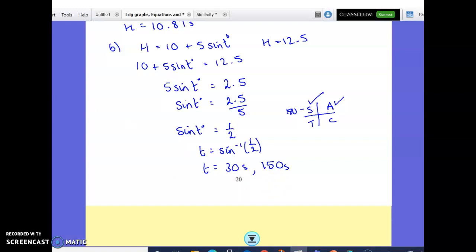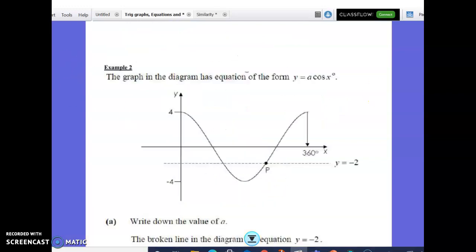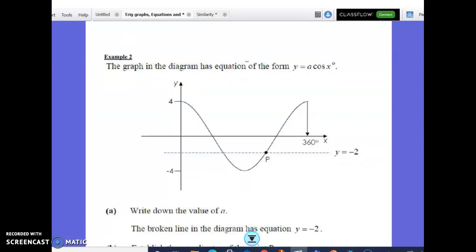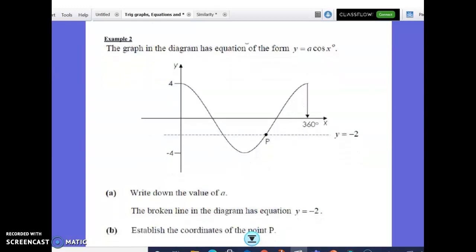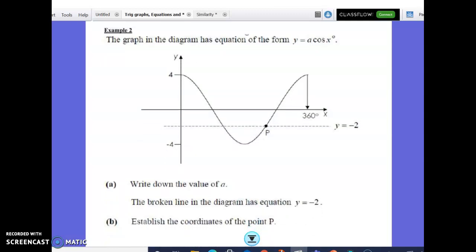Let's have a look at our second example then. We have a graph of the form y equals a cos x. And the first thing we're asked to do is write down the value of a. So my graph goes up to 4, down to minus 4, so a must be 4. Which means I have the graph y equals 4 cos x.